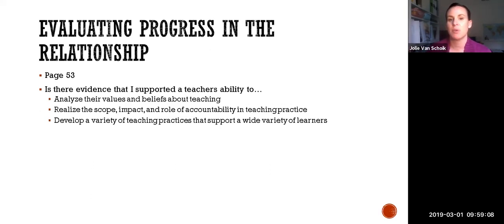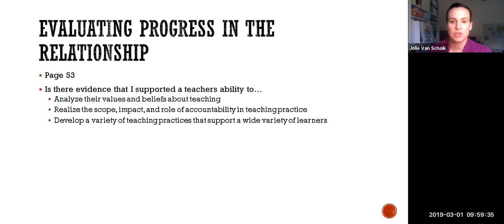How do we evaluate progress in the relationship? And page 53 in the textbook is a really great example of this as well. But I need to see, is there evidence, is there solid proof that I supported a teacher's ability to understand their values and beliefs about teaching, because we all have different philosophies, we all have different backgrounds, we all have different knowledge, and how we put that into practice is our values and beliefs about teaching. How do we think children learn?